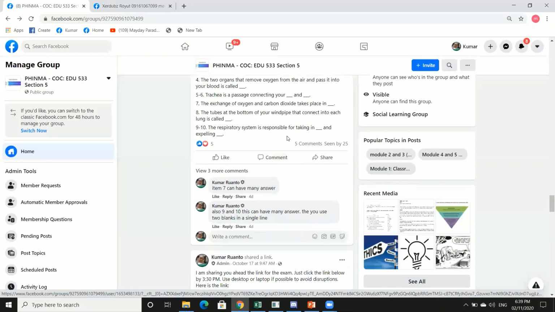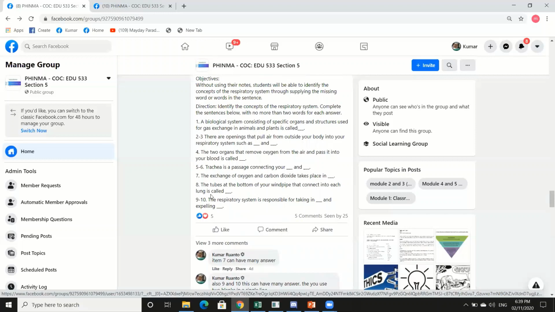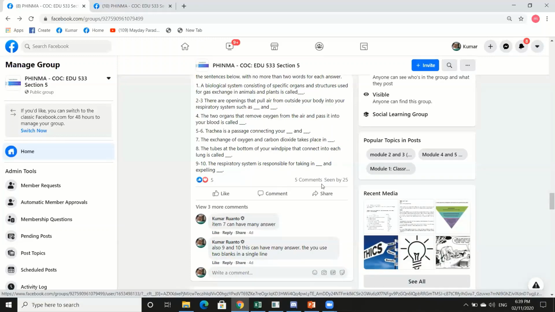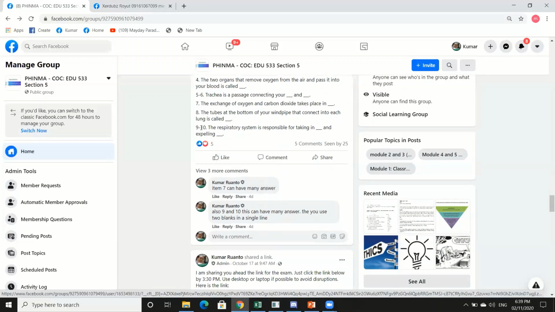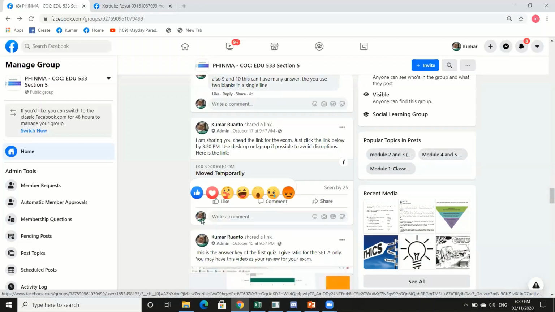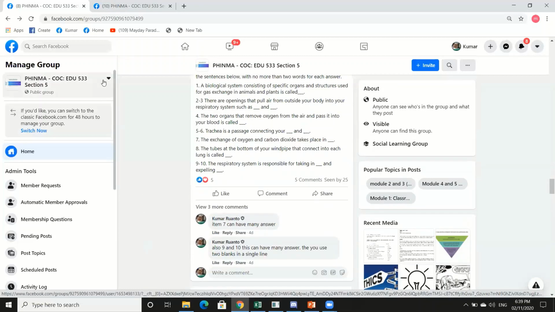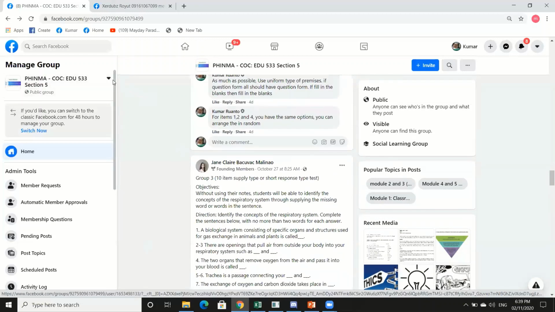Okay, 9 and 10 here, I will try to avoid this type of test item. 2 and 3, it's okay. It's like an enumeration type, but 9 and 10, as much as possible, we'll try to avoid this. Two blocks in one sentence. We'll try to avoid this type of question. Okay, let's move on to the other section.